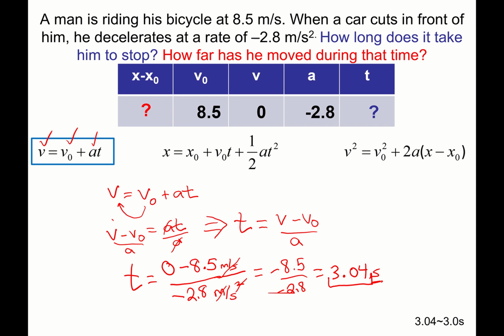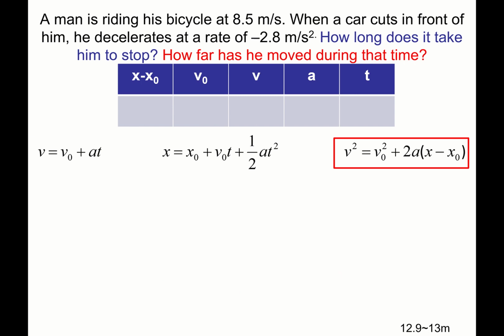And then I have to look at the number of significant figures. So I look at the numbers I'm given in the problem. I'm given 2 numbers. 8.5 has 2 significant figures. 2.8 has 2 significant figures. So I need to round my number off to 2 significant figures, so I'm going to write 3.0 seconds as my final number. So now I can go on and do the second part of the problem.